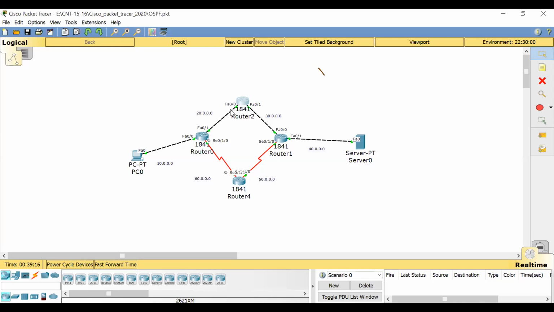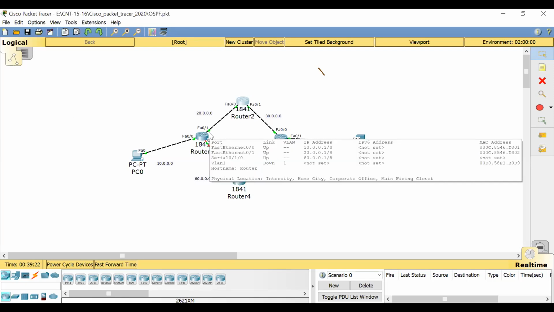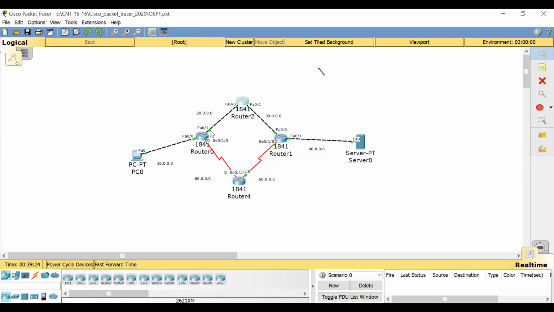For this interface, it's a fast Ethernet interface. For this interface, the cost will be 1. Yes or no? 10 raised to 8 divided by 100 Mbps. That is, 100 Mbps we need to convert into BPS. So that value will be 1. Now this interface is also a fast Ethernet interface. So 1 plus 1, the cost is 2. So that's why to network 10, the cost is 2.